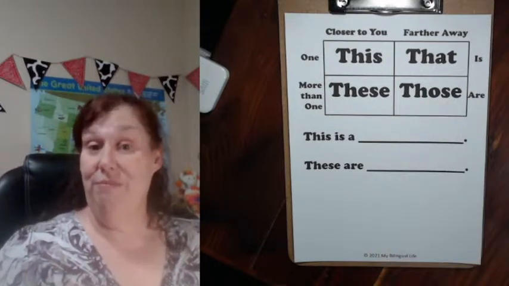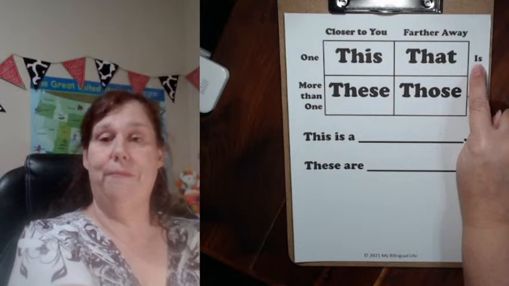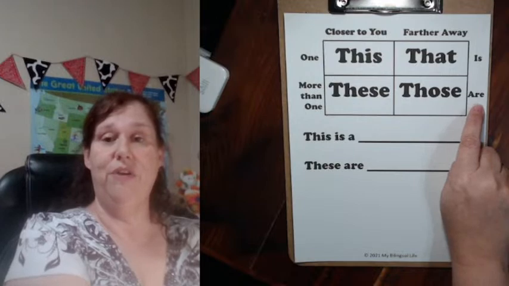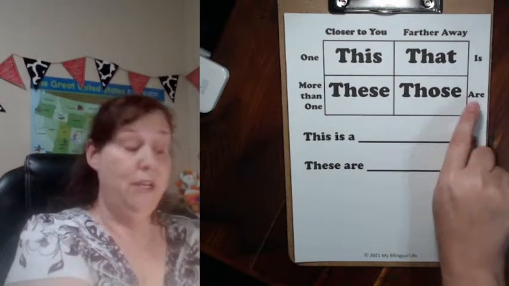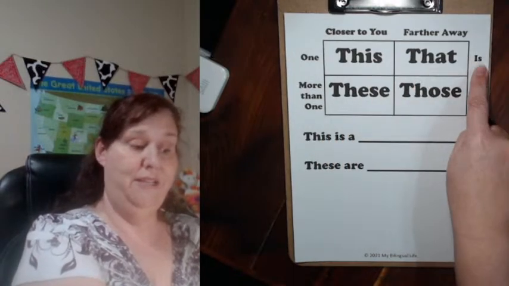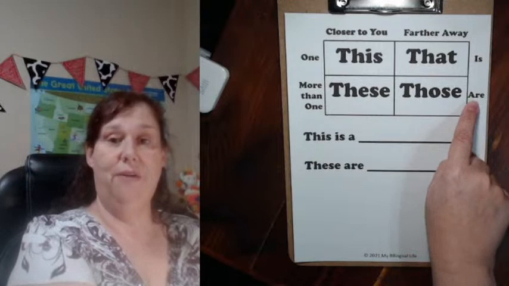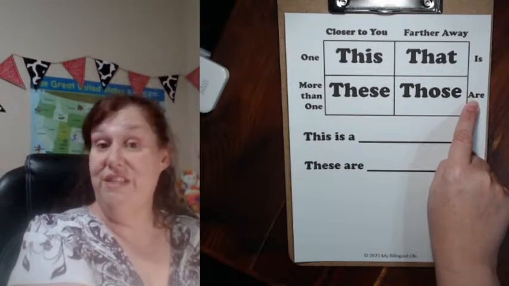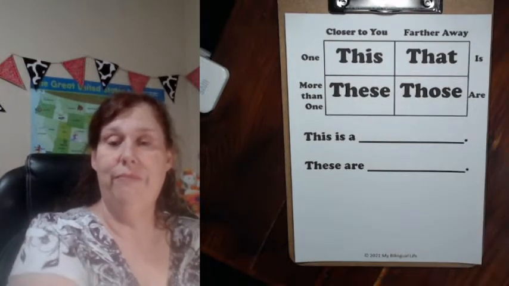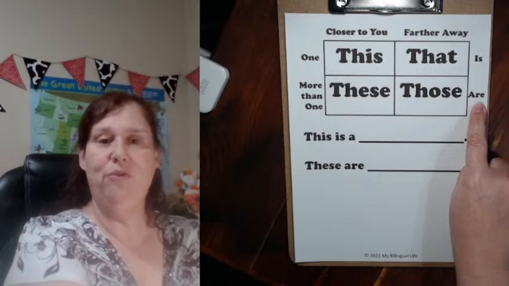Now, what verb will you use with these? If there's one of them, you use the singular, is. If it's more than one, you're going to use are. So, you will see this is, that is, these are, those are. So if you saw a sentence that said these is, something's wrong. If you see a sentence that says that are, something's wrong.